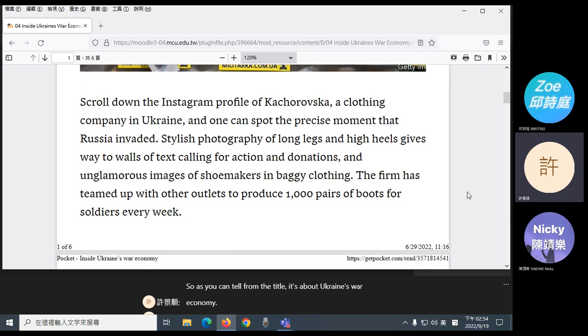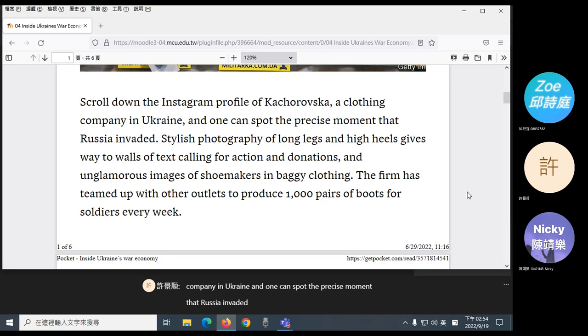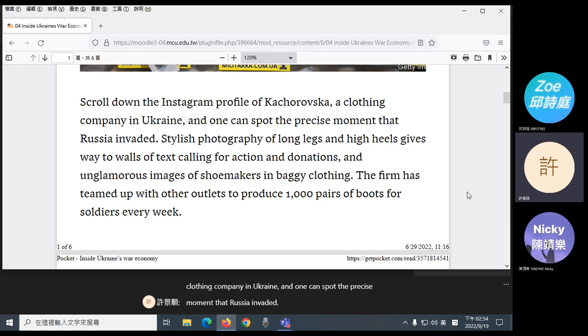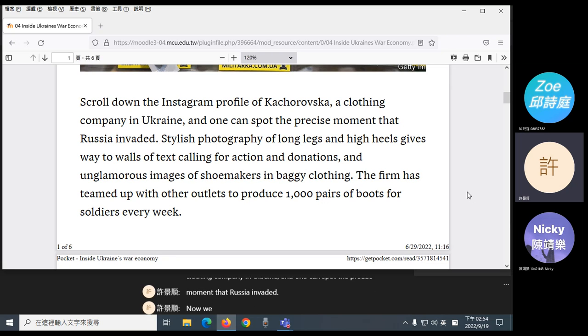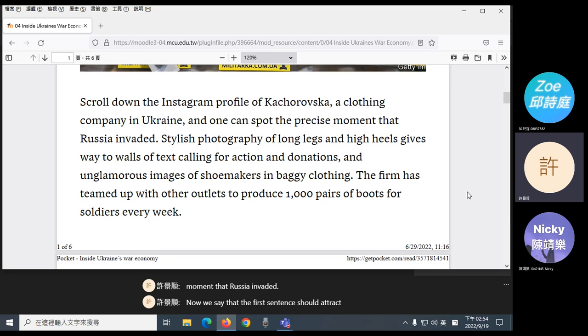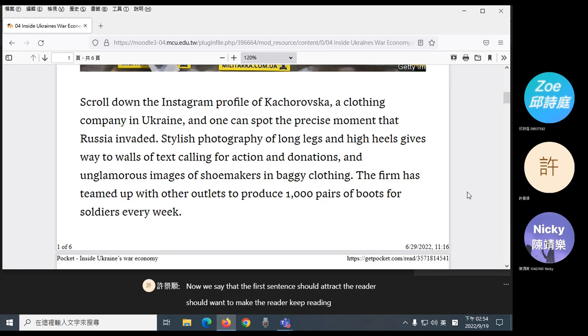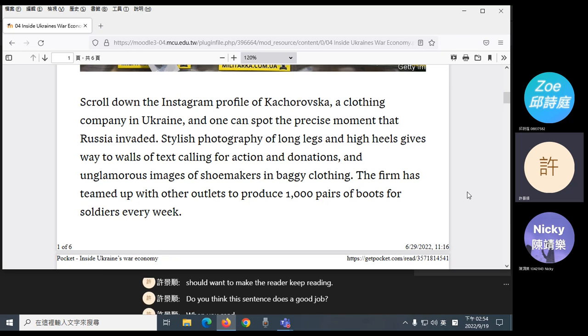Scroll down the Instagram profile of Kacharovska, a clothing company in Ukraine, and one can spot the precise moment that Russia invaded. Now, we say that the first sentence should attract the reader, should make the reader want to keep reading. Do you think this sentence does a good job? When you read this first sentence, do you want to keep reading?